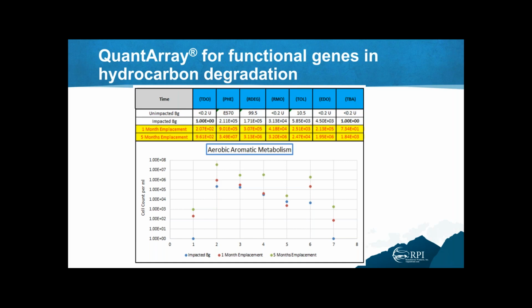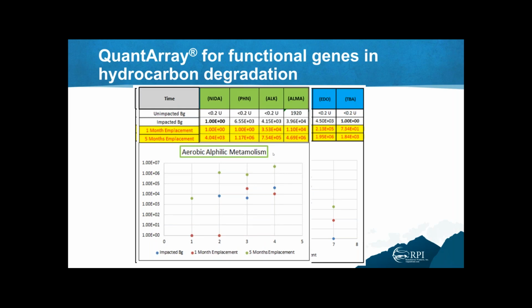And that occurs across the chart, which I've illustrated below in a diagram. This is the impacted background, 1 month, 5 months. Impacted background, 1 month, 5 months. So you can essentially follow the green balls across and see that post-BOS injection, you actually have increased aromatic metabolism.